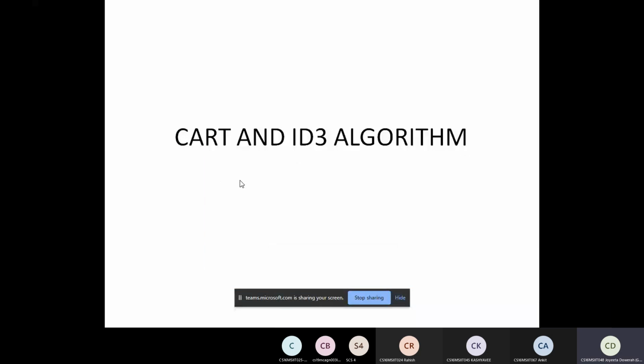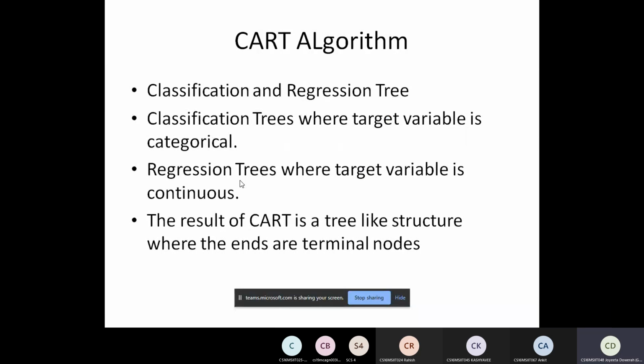Okay. So, good afternoon, everyone. Today's discussion topic is about the CART and ID3 algorithms. The CART algorithm generally stands for Classification and Regression Tree. We all know that decision trees are commonly used in data mining to create a model which predicts the value of a target, that is the dependent variable, based on the values of several inputs, that is the independent variables.